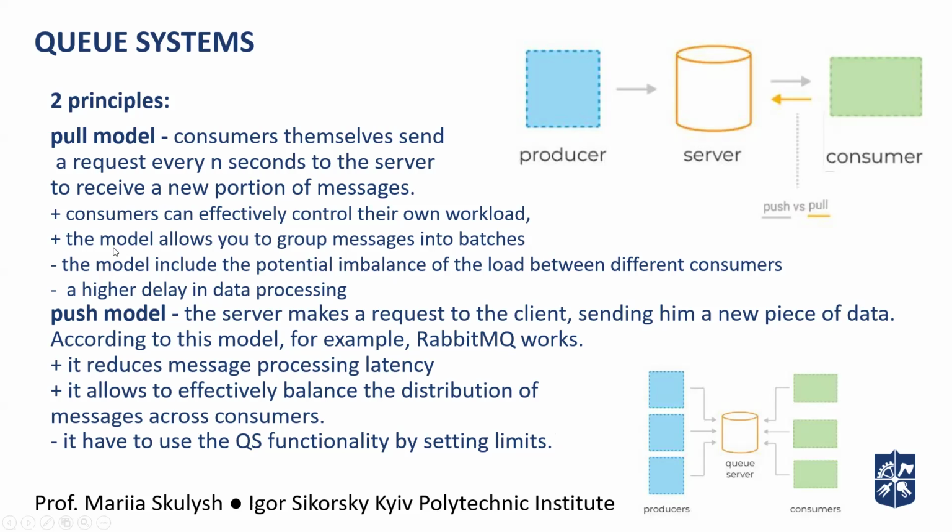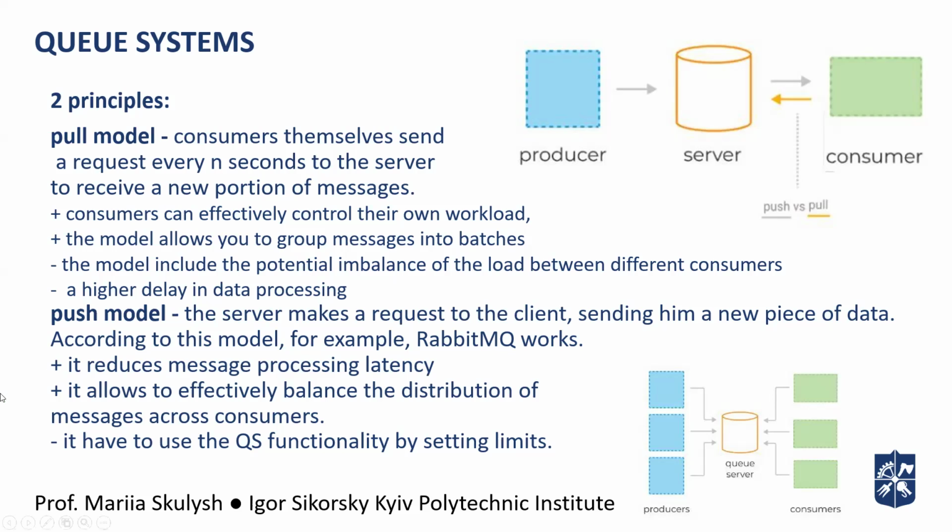The second plus is that the model allows you to group messages into batches, and then the consumer can process requests from one of the batches. It depends on the policy of processing. From the other side, this system has potential imbalance of load between different consumers. Also there is high delay in data processing because the server is waiting for the consumer.